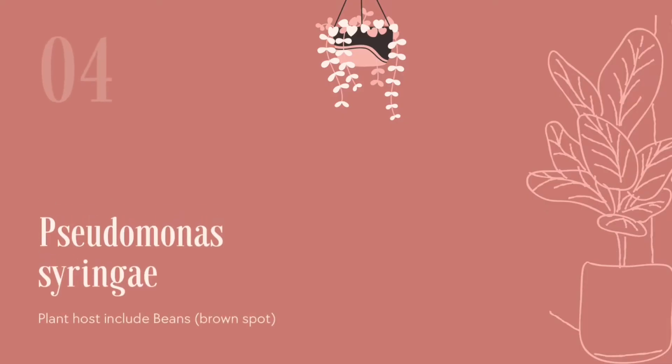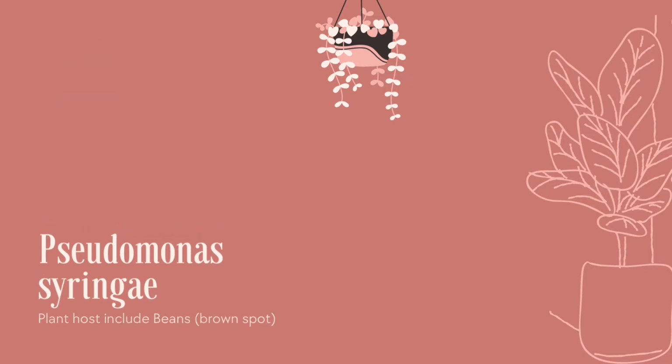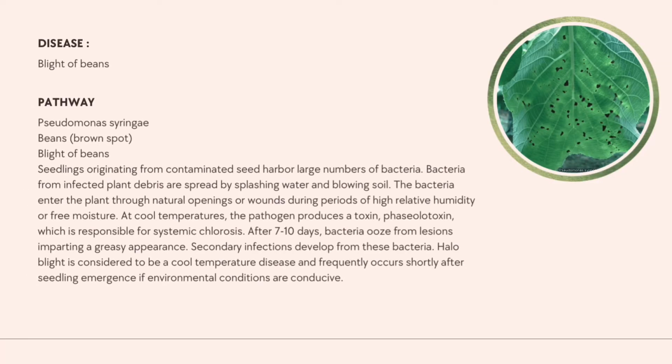The bacteria that causes brown spots on bean plants is Pseudomonas syringae. The disease it causes is halo blight of beans, which is shown in the figure as brown spots on the leaves. It originates from seedlings grown from contaminated seeds, which harbor large numbers of bacteria. Bacteria from infected plant debris are spread by splashing water and blowing soil. The bacteria enter the plant through natural openings or wounds during periods of high relative humidity or free moisture.